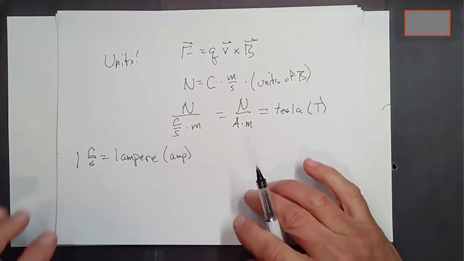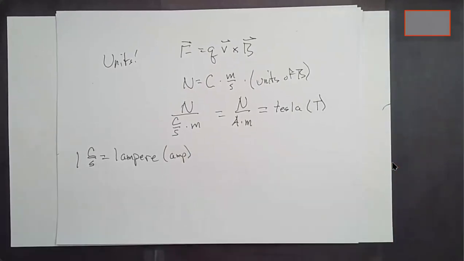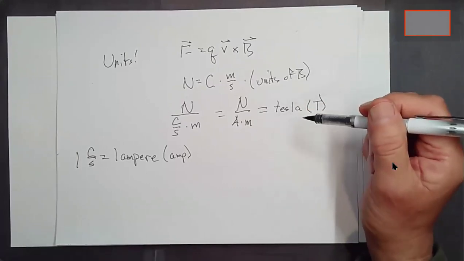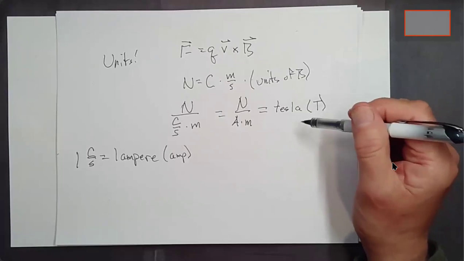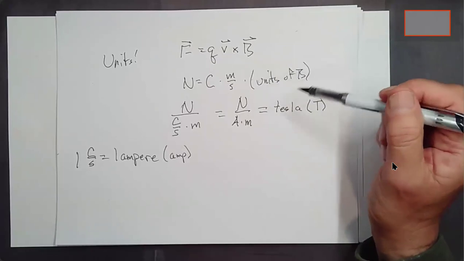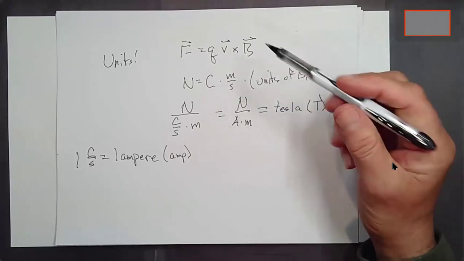Tesla turns out to be a pretty large unit of magnetic field. For instance, the magnetic field of the Earth is a few 10,000ths of a Tesla. There's a weaker unit for magnetism, which is a 10,000th of a Tesla. It's called a Gauss, named after another guy, but Gauss was a mathematician anyway. But that's what a Tesla happens to be.